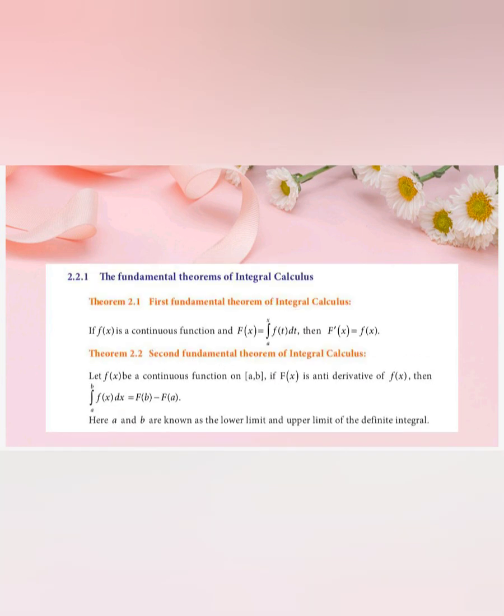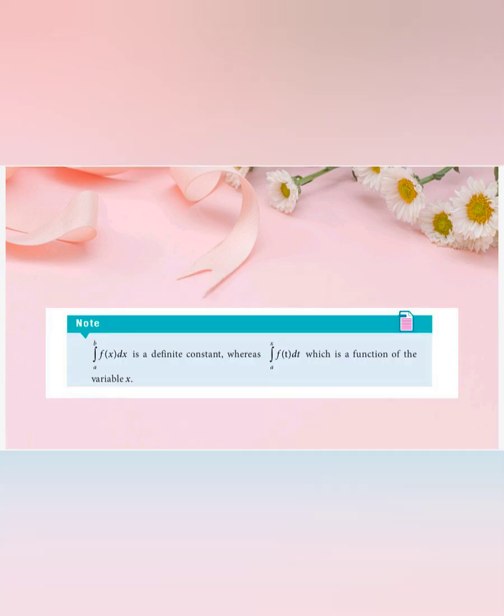Now the first fundamental theorem states that if capital F(x) is equal to the integral from a to x of f(t) dt, then capital F'(x) is equal to small f(x). And the second theorem states that the integral from a to b of f(x) dx is equal to capital F(b) minus capital F(a), where b and a are the upper limit and the lower limit. So that is how we have to substitute the limits after integrating. And this note states that the integral from a to x of f(t) dt is a function of the variable x.